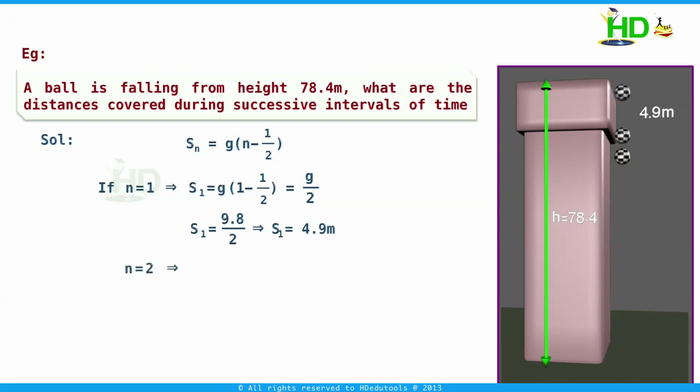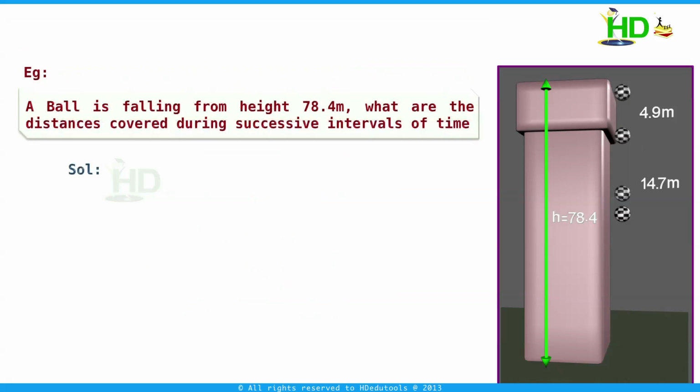If n equals 2, that is the displacement covered during second second, S2 equals g into 2 minus 1 by 2. Instead of n, we are substituting 2, and this is equivalent to 3g by 2, or S2 equals 3 into 4.9, 14.7 meter. And S3, the displacement covered during third second, this is g into 3 minus 1 by 2, and this is equal to 5g by 2.